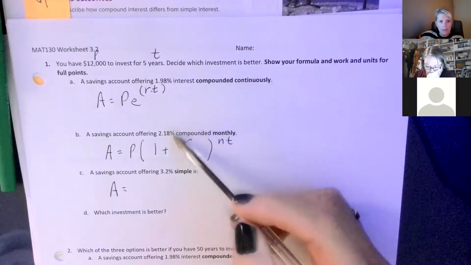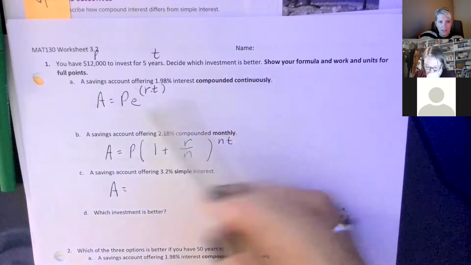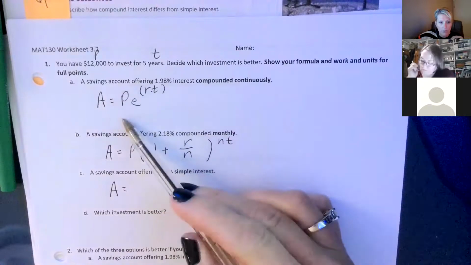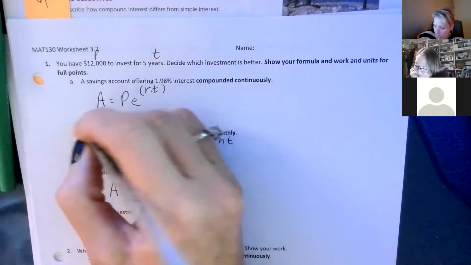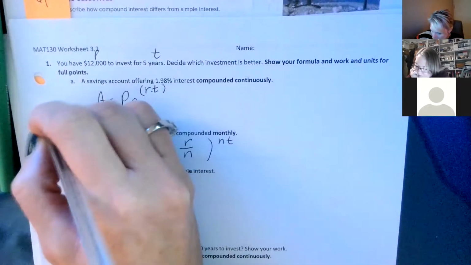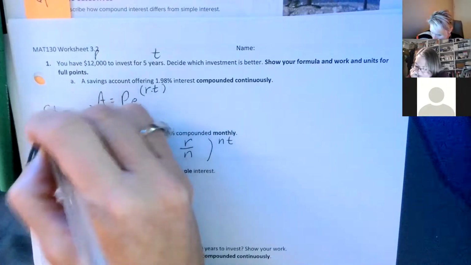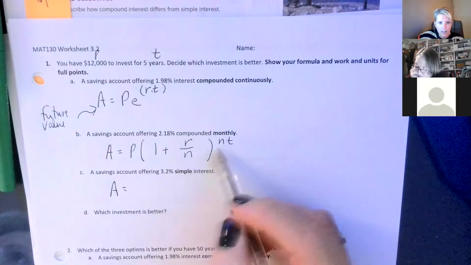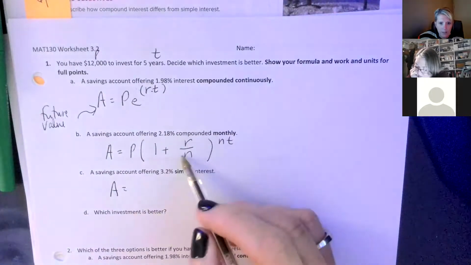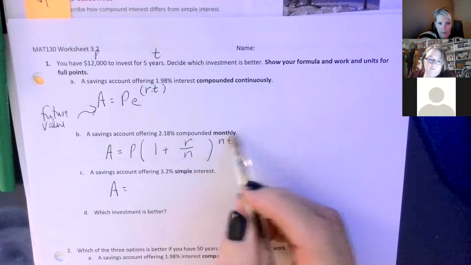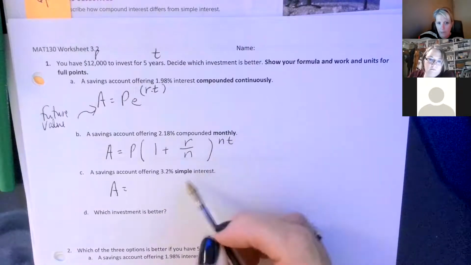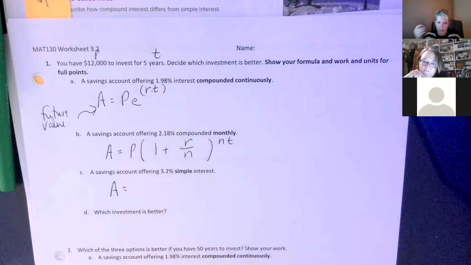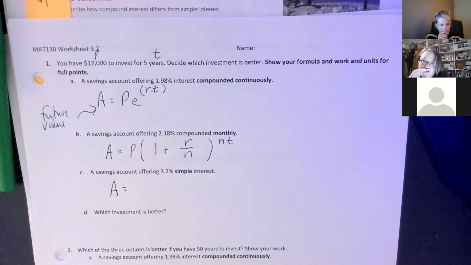And each of these is different, right? Because compounding continuously, I'm going to use this formula to find the future value, where A is my future value. And then compounding monthly, I have to use this formula because I've got this N, which is the number of times I'm compounding per year. And then simple interest, we have the other formula, right? I'm not sure if I answered your question.